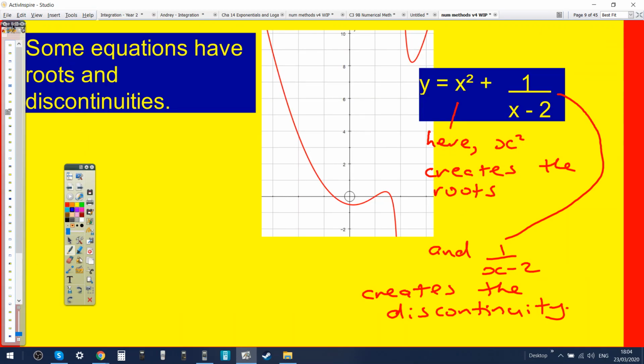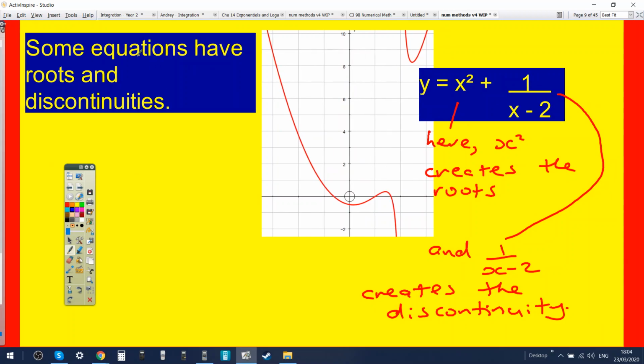Sometimes you have a mixture of both. So some equations have roots and discontinuities. So this one here, I can see a root there. I can see a second root. I can see a third root. And then here you have it going from negative to positive with a discontinuity in the middle. So this bit here, and some of the other stuff, is creating our roots, but then this fraction is creating the discontinuity.